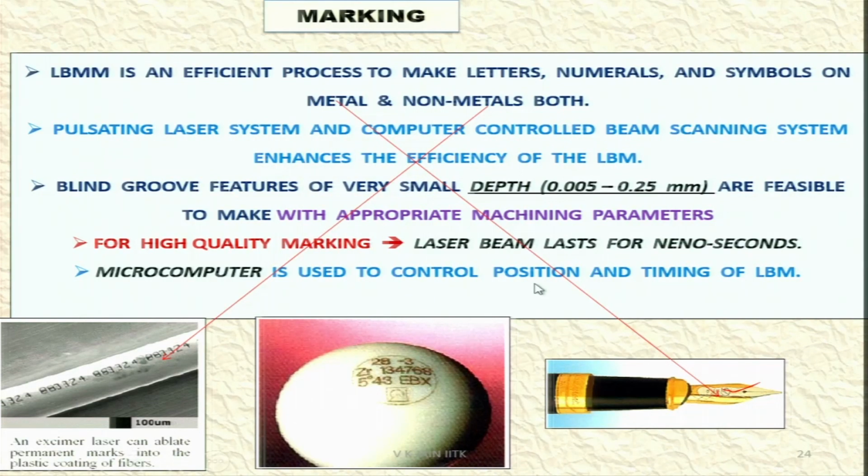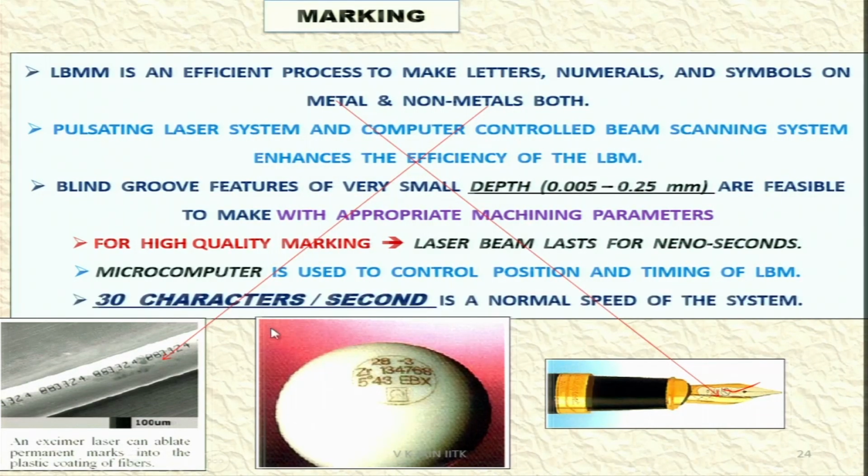A microcomputer is used to control the position and timing of the laser beam. 30 characters per second, which is quite large, is the normal speed of the system. Machining of submicron features, as you can see here, can be done with the help of this.